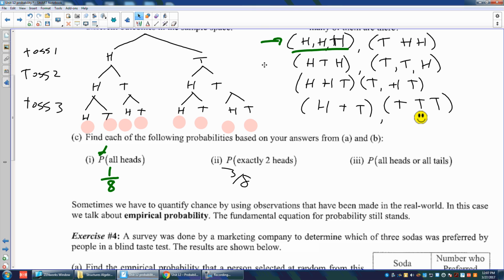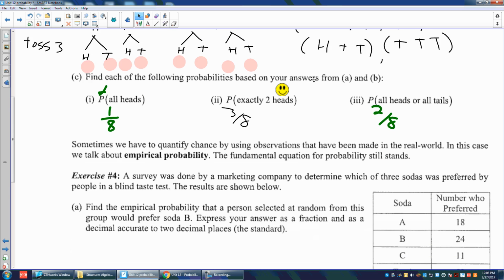All heads or all tails? There's all tails. There's all heads. So that is two out of eight. Now, what if I asked, what's the probability of getting at least two heads? Well, there are two heads, two heads, two heads, two heads. That's it. One, two, three, four. That's four out of eight instead of three out of eight, because that's the difference between exactly two heads, three out of eight, and at least two heads, which will be four out of eight, because even though there are three there, I still have at least two.